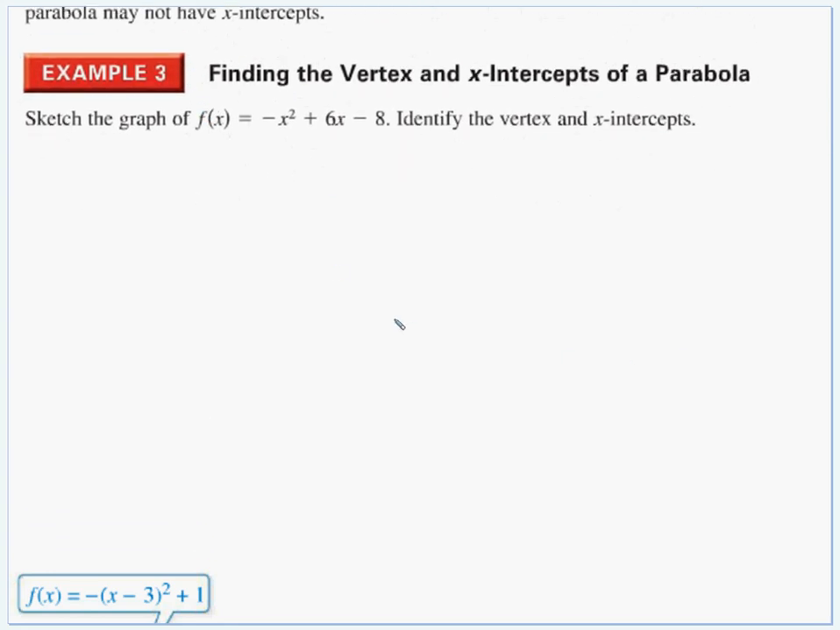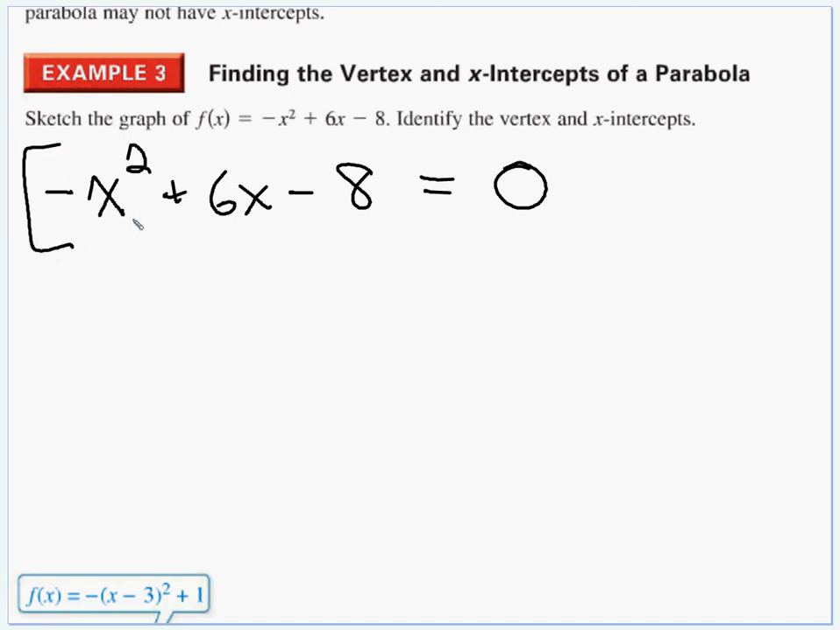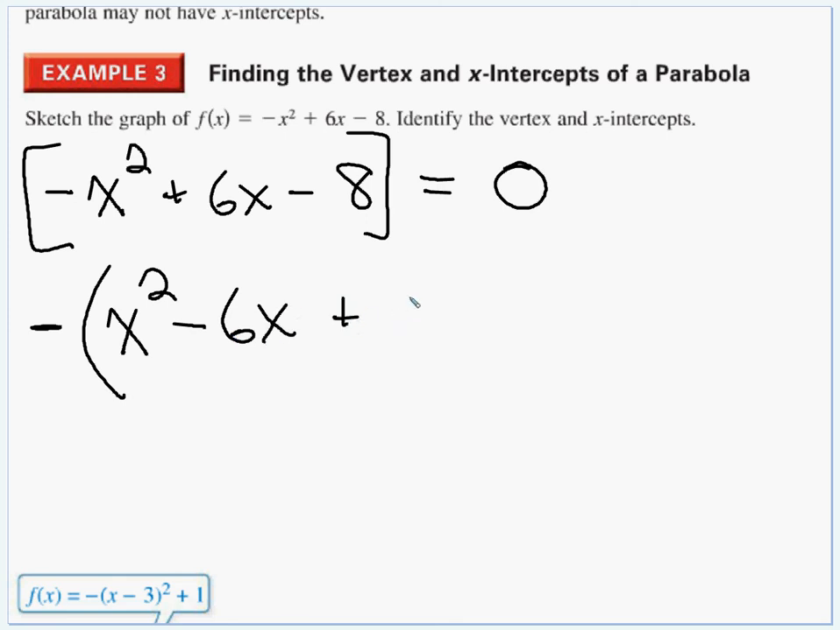So here in example 3, it says find the vertex and the x-intercepts of the parabola. So what we want to do is take the quadratic they gave us, negative x squared plus 6x minus 8, and we want to set that equal to 0. Now, my personal preference, I don't like to factor when my leading term is negative. So if I draw a set of parentheses around that, we're going to factor out a negative. And then that means we'll have a positive x squared, and then a minus 6x and a plus 8. And that's equal to 0.